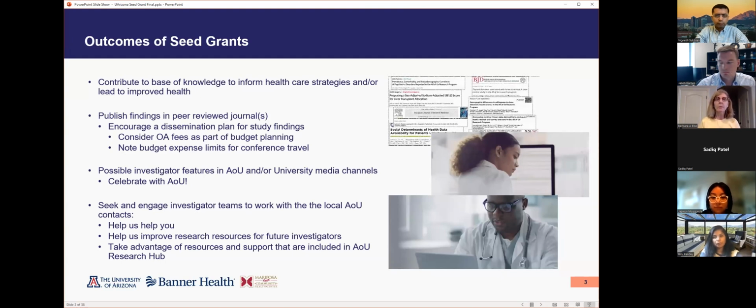So the outcomes of the Seed Grant, similar to the mission, are to contribute to the base of knowledge to inform healthcare strategies and lead to improved health. We are very interested in good work coming out of the Seed Grants, resulting in peer-reviewed journals, and we encourage a dissemination plan for study findings. As you think about preparing a proposal, think about some budget lines related to open access fees as part of the budget planning, if that's relevant to any of your target journals. And also note budget expense limits for things like conference travel.